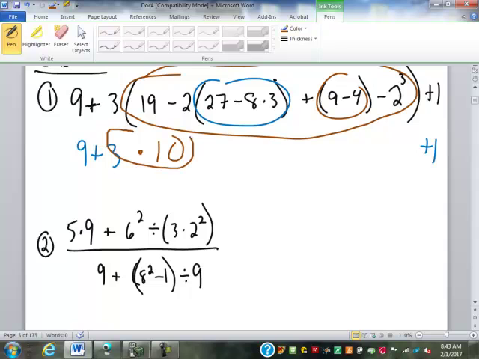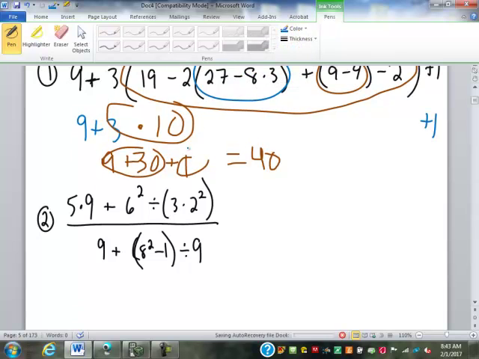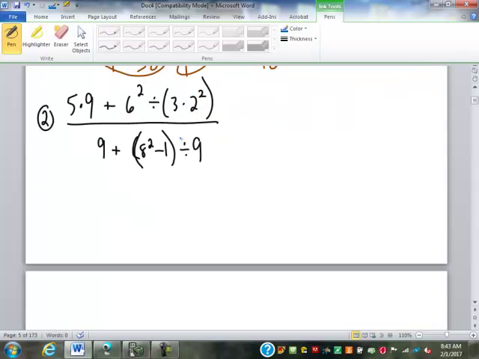3 times 10 is 30. So 9 plus 30 is 39, plus 1 is 40. Missed it by a bit? Yeah. Cool. I got the multiplication mixed up. I carried first. So this next one, we've got to do everything on top first. Then we've got to do everything on the bottom.